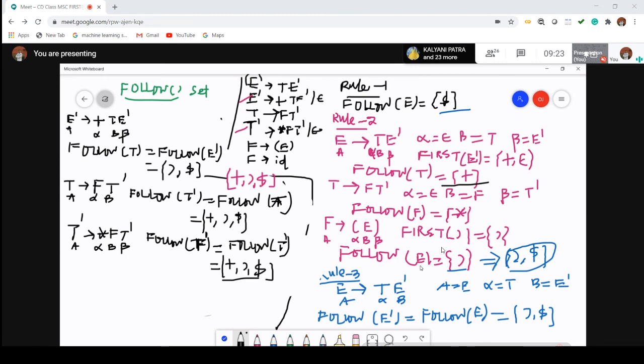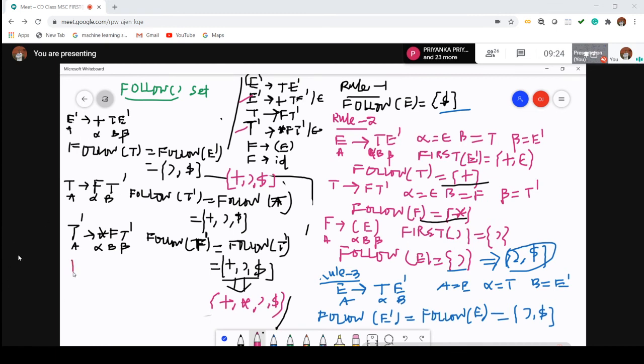Now in this step you get follow of F. What is the value we get for follow of F? Equal to star. Now I can merge these two for the follow of F. Now follow of F equal to plus, star, right parenthesis and a dollar. Okay, now this production is completed.